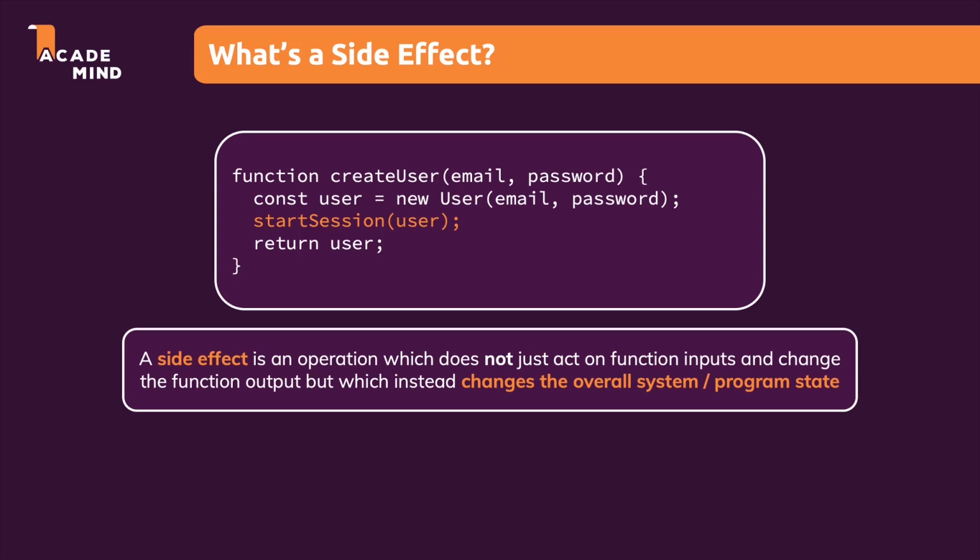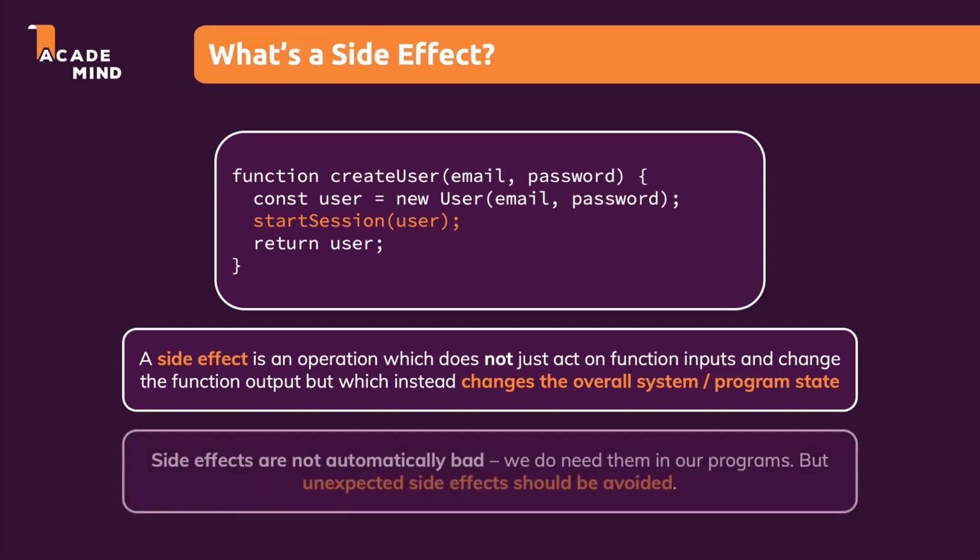But side effects do become a problem if they are unexpected. They're not automatically bad, we need them. But if your side effect is unexpected, then it is a problem. For example, in this createUser function, you could kind of expect a side effect. Maybe createUser implies that the user is also stored in a database, and that would also be a side effect. Starting a session could also be a kind of expected side effect. So in this example, it might not be a bad side effect at all.